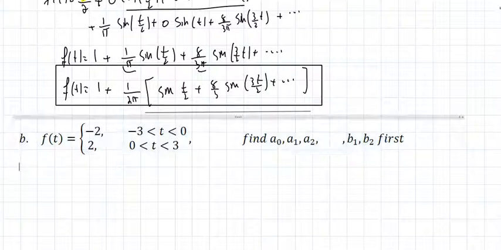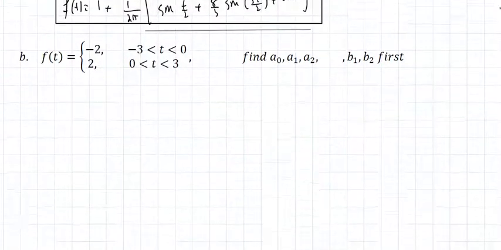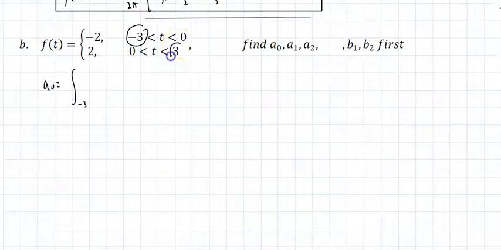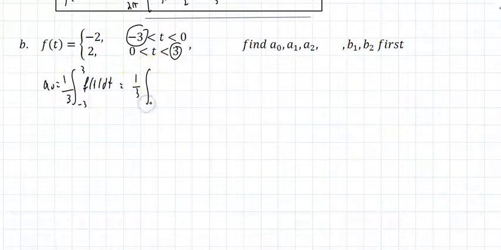Next problem, same deal. We want to find the Fourier series, but here we want to find a sub 0. Well, we know a sub 0 is the integral from negative 3 to positive 3 of 1 over, again, half of that always. There it is. Of what? f of t dt. That's going to be 1 over 3, the integral from negative 3 to 0. What's f of t? Negative 2 dt.